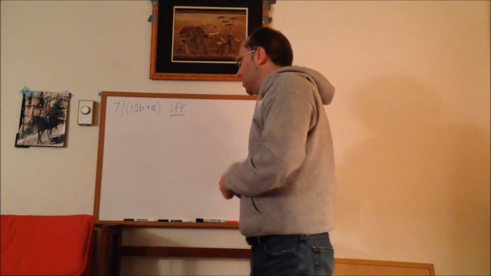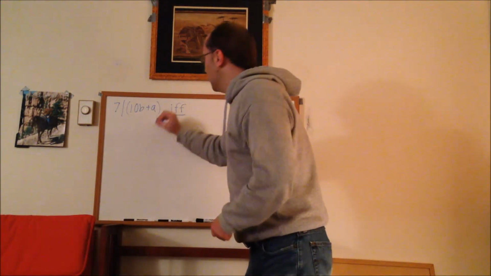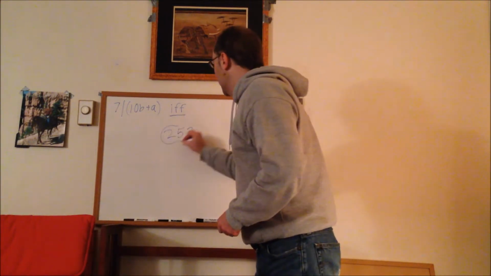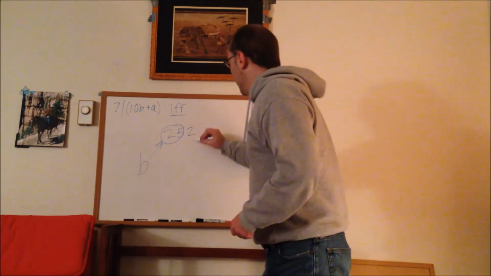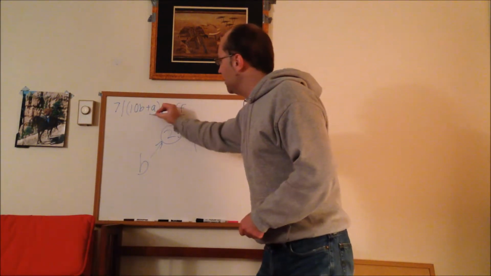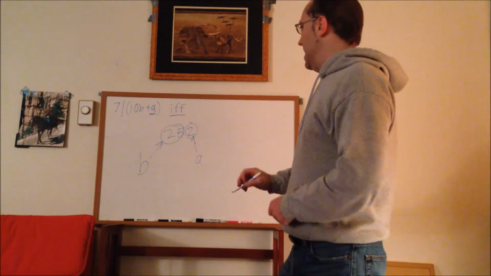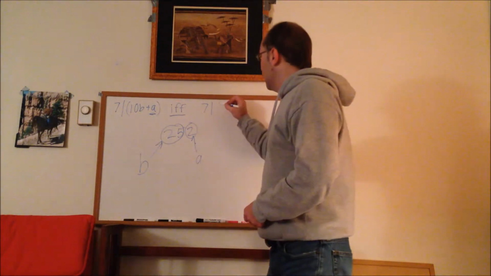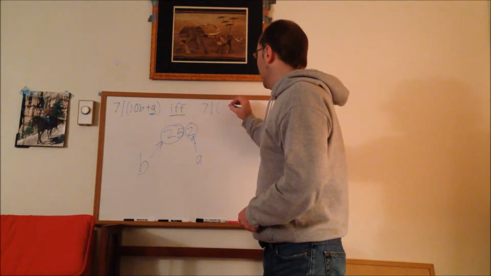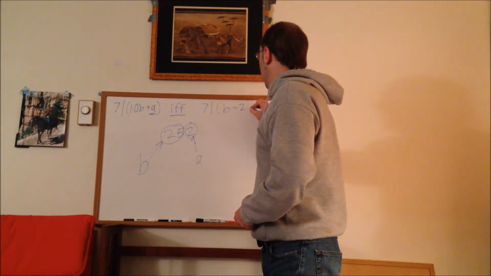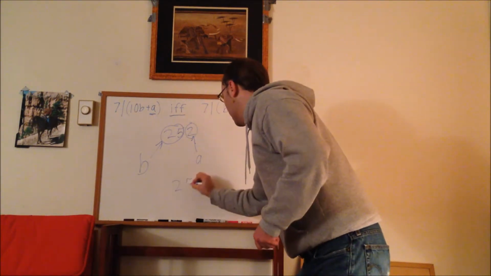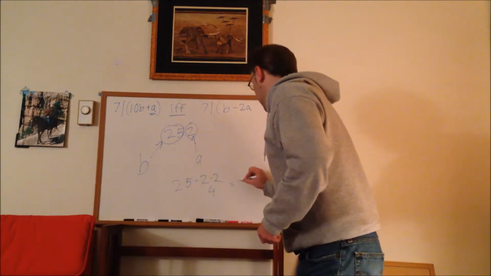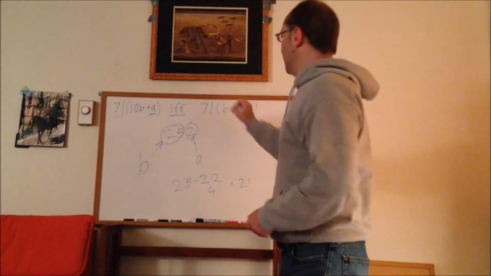7 divides a number, 10b plus a, what does that mean? Well, that number I just had, 252, this is b, and your ones digit is a. What you do is you look for b minus 2a, and you have to put this as a quantity. That's exactly what I did. 25 minus 2 times a, which is 2, that's 4, that gives you 21. So that's what this means.